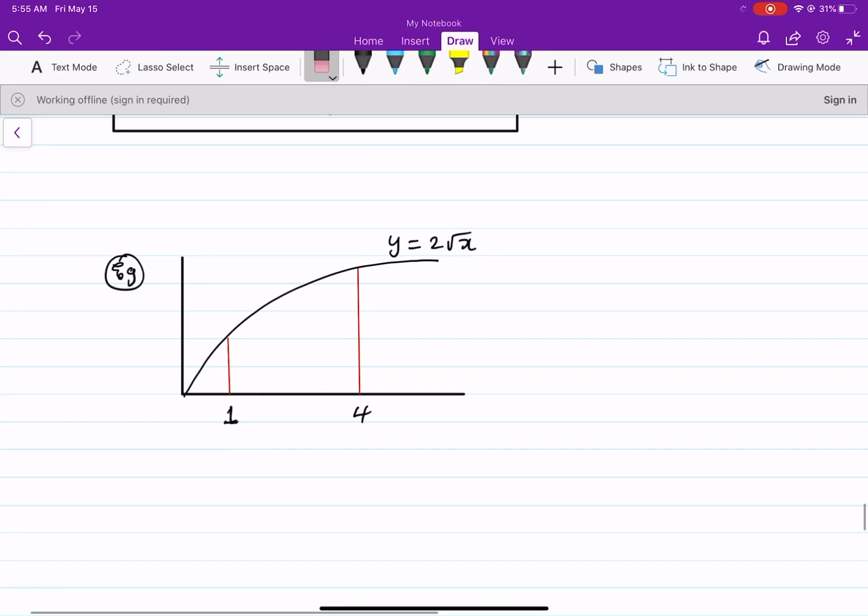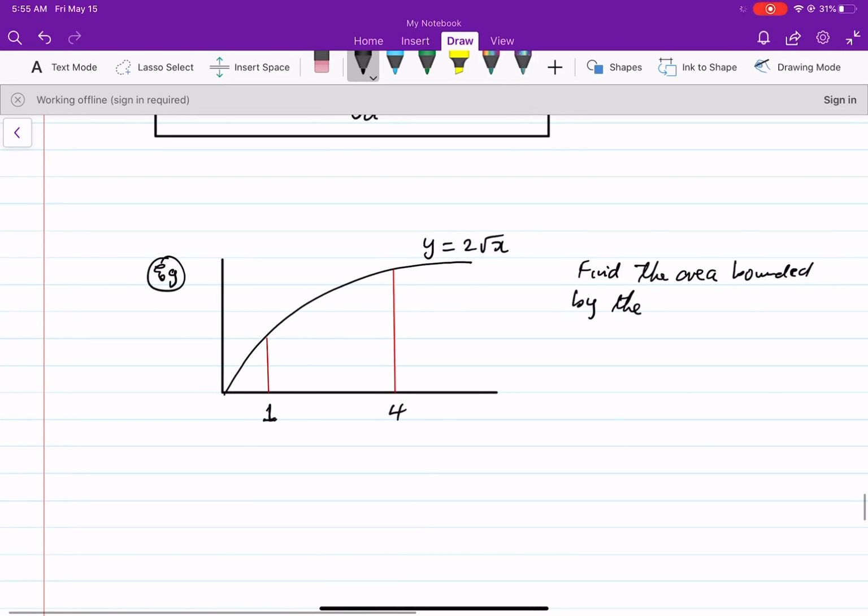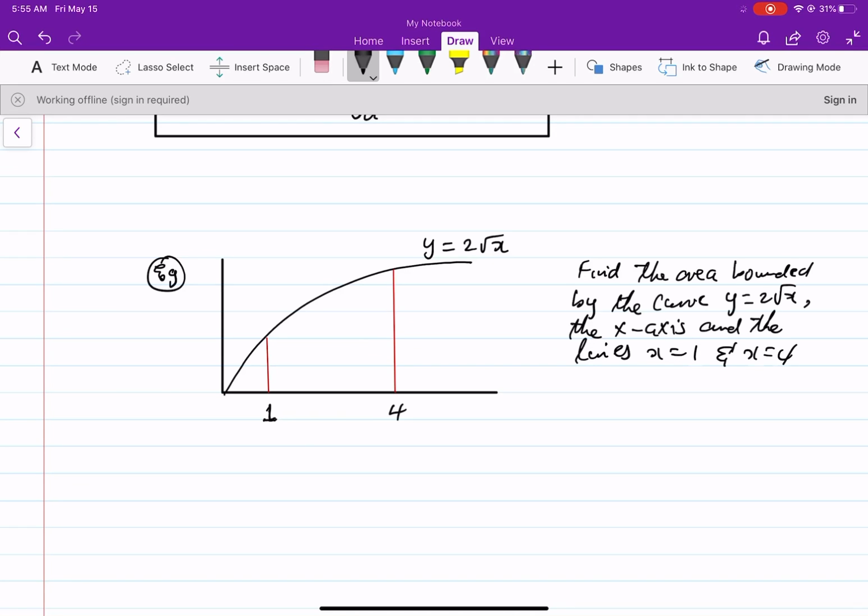Clearly, this first area they're looking for, let me write it out in words. Find the area bounded by the curve y is equal to 2 root x, the x-axis, and the lines x equal 1 and x equal 4, which is clearly that shaded region there. How do you find that area?